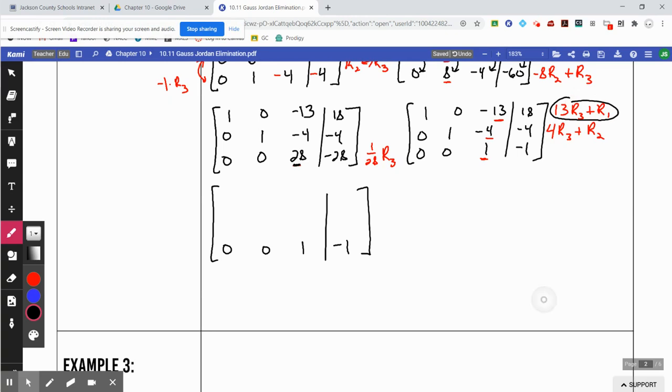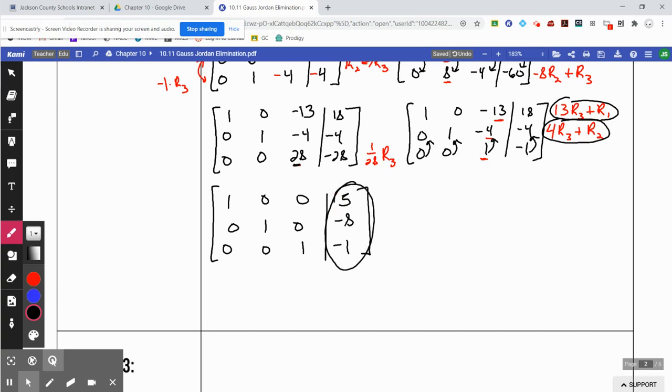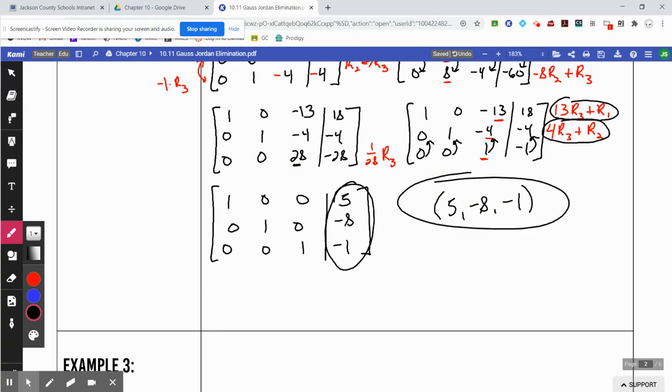So 13 times row 3, add it to row 1, gives me a 1, gives me a 0, gives me another 0, and then 13 times negative 1 is negative 13, and 18 gives me a 5. So now let's go ahead and do row 2 by performing this operation. So 4 times row 3 plus row 2 gives me a 0, a 1, and a 0, which is exactly what I want. And then negative 4 and another negative 4 is a negative 8. So here is my x, y, and z. My answer will be 5, negative 8, and negative 1.